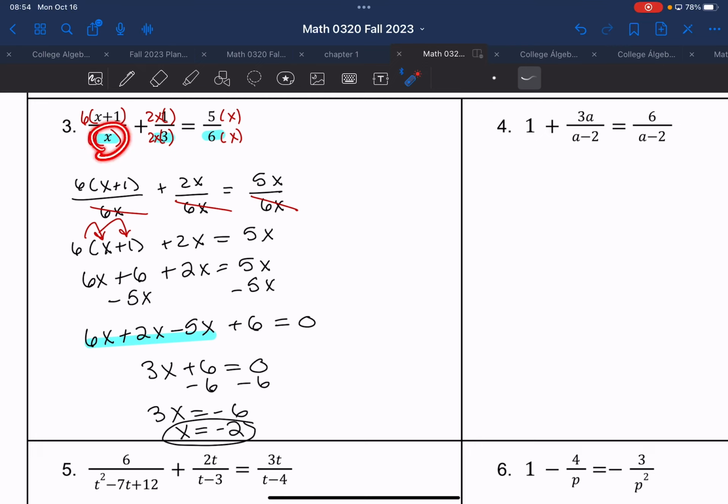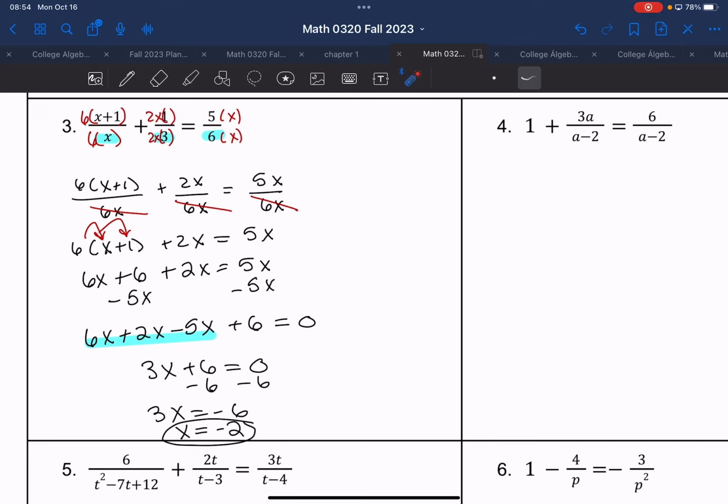But since this x is there by itself, I would replace it with our answer of negative 2, and that would not give us 0. So that means our answer is x equals negative 2. We have to do that last mental check every time when our variable's in the denominator, because we have to see if our denominators will turn to 0 if we plug it back in. Okay, and that goes back to those restrictions we talked about in previous notes. Any questions on 3?